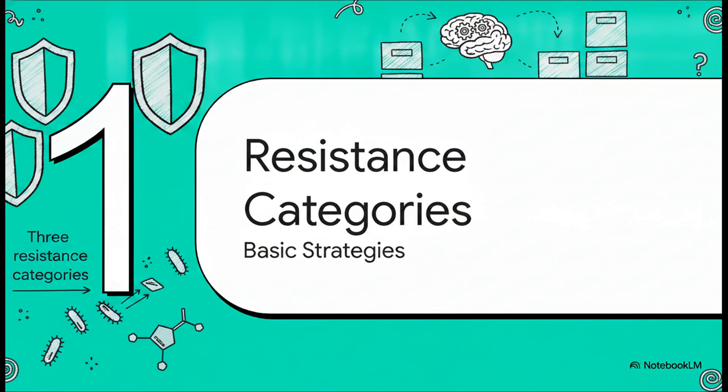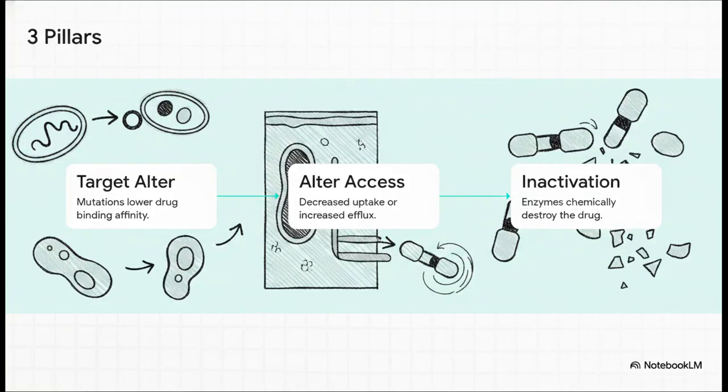All right, section 1, the 3 resistance categories. Before we get into specific organisms or complex antibiotic classes, we have to understand the basic survival strategies bacteria use. Like I said, rote memorization without this mental filing cabinet completely fails under exam pressure. So here are the 3 core pillars of bacterial resistance. I really want you to mentally anchor every single bug we talk about today to one of these steps.